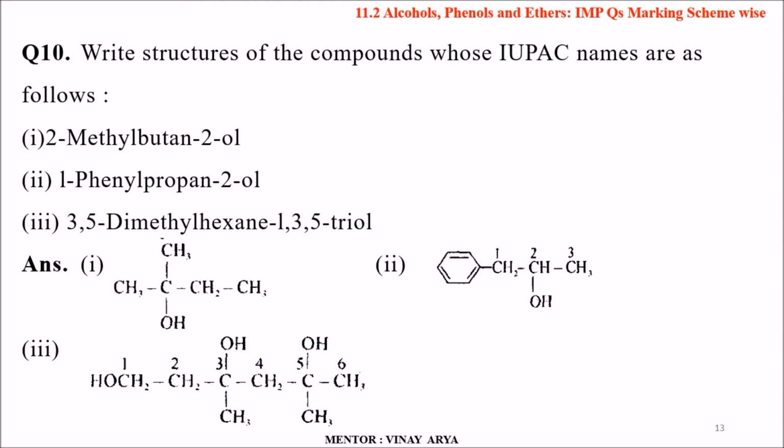Second is propane, so 3 carbon in the main chain attached to benzene, and the second carbon is having OH, forms 1-phenyl propane 2-ol. Now the third compound, hexane, so 6 carbons to be drawn in straight line. First carbon having OH, then third having OH and fifth having OH. Similarly, third and fifth having 2 methyls.